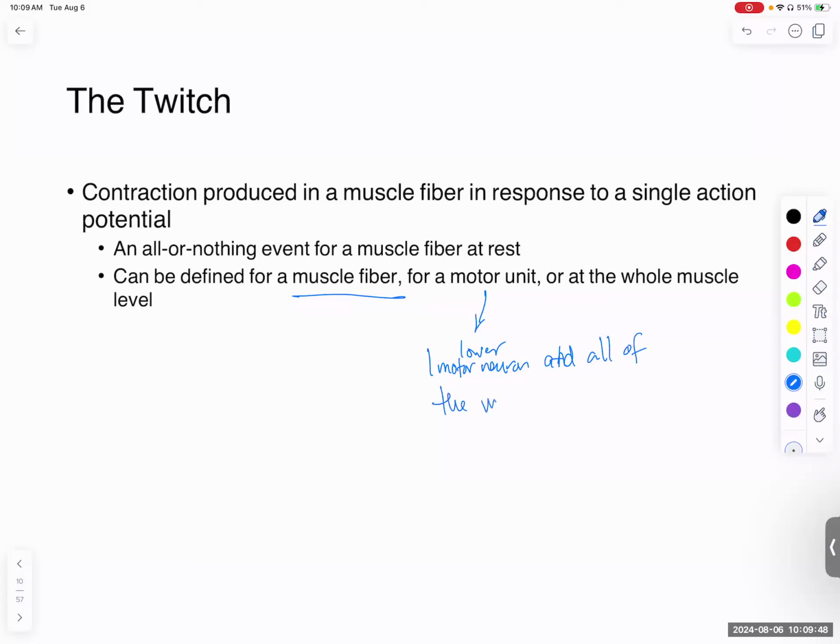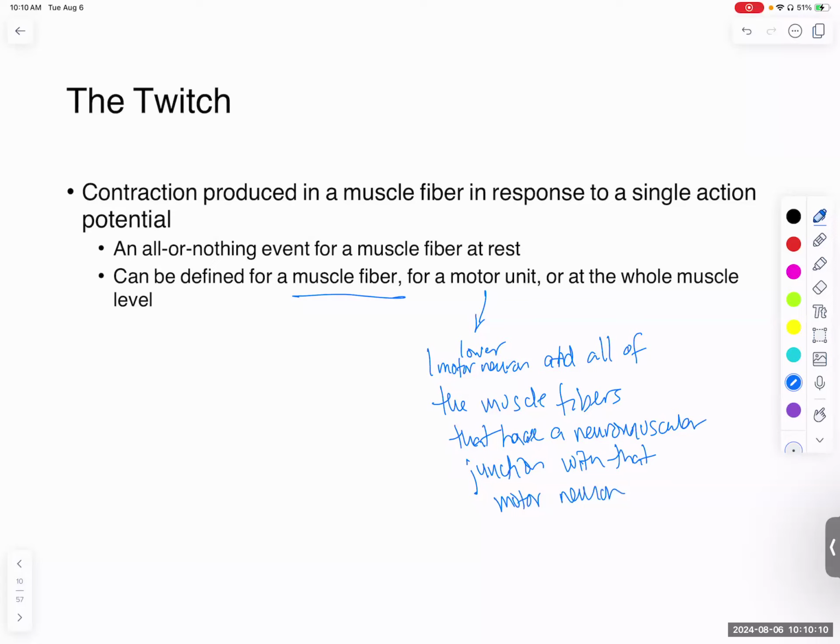All of the muscle fibers that have a neuromuscular junction with that motor neuron. So this is what a motor unit is. We will get into that in detail as well.